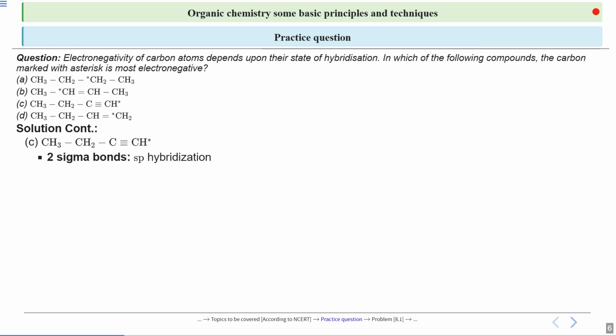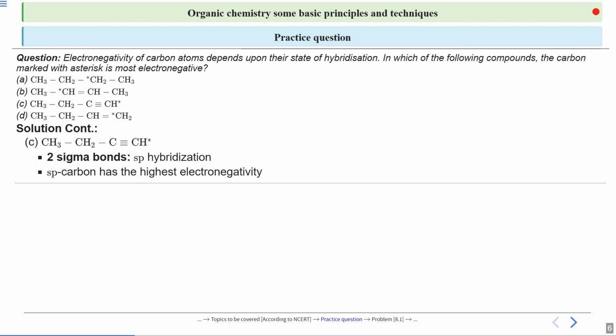You know it very well from the previous slide that sp has the highest s character and the highest electronegativity. So option C will be the correct option for your given question because sp carbon has the highest electronegativity.